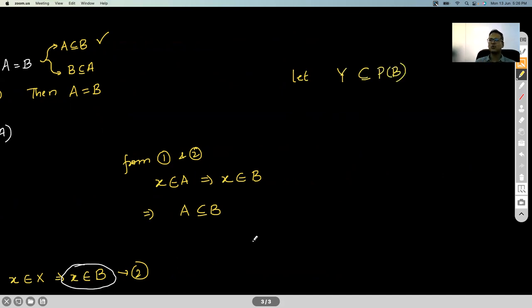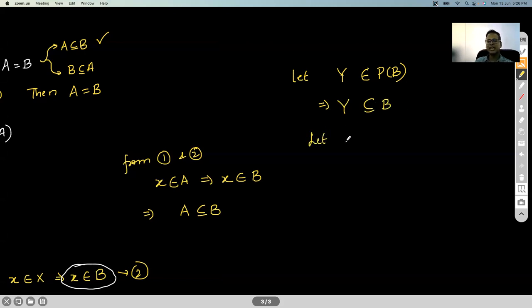Okay. So let Y be an element. My bad, I said element and I wrote a subset. Slip of pen. So let Y be a subset of B. That means Y belongs to the power set of B. So let Y be a subset of B, which means it comes from the power set of B.